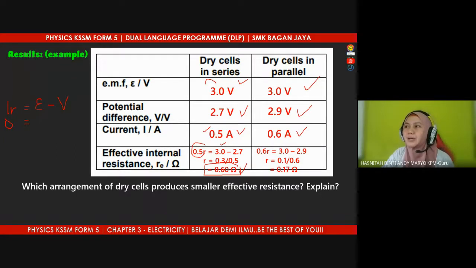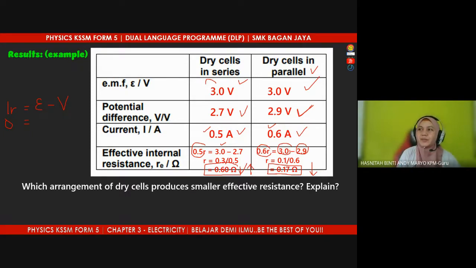While for the parallel, again we apply the same equation. The current flow is 0.6. This is the EMF. This is the voltmeter reading when the switch is closed, 2.9. So by this we get the effective internal resistance, meaning the total internal resistance across dry cells connected in parallel, is 0.17, which is lower. This one higher.